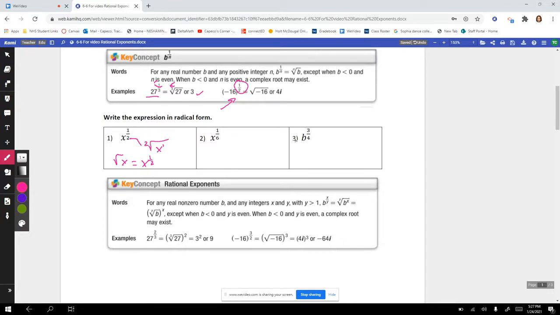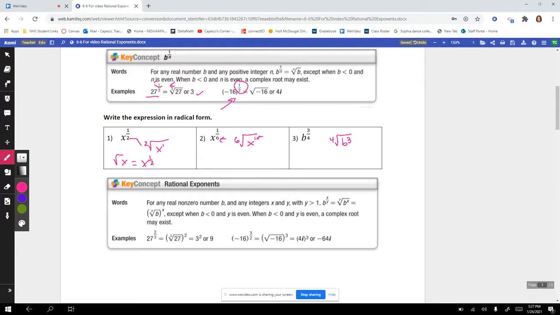Same thing with number 2. This denominator is going to be my index, and then I'm going to have x underneath. It's going to be to the first power, but I don't necessarily need that first power there. Number 3, my 4 is going to be my index, my denominator, and then b to the 3rd.